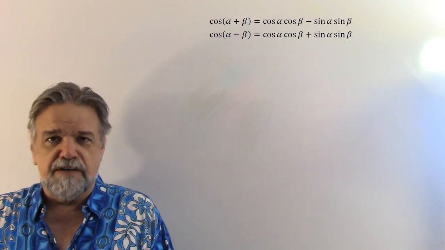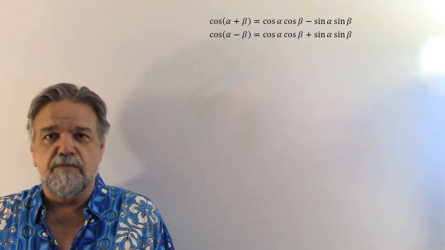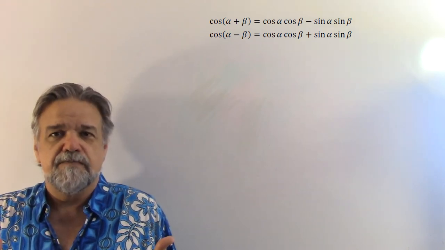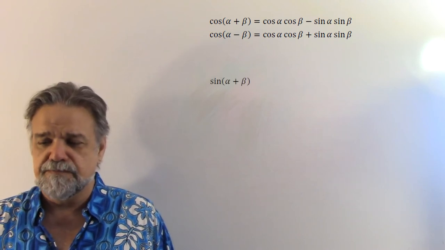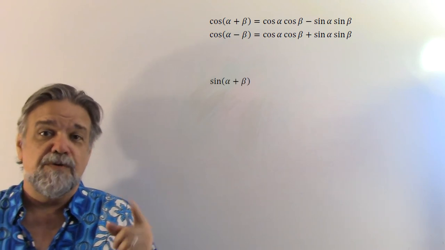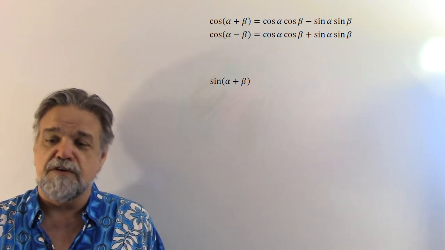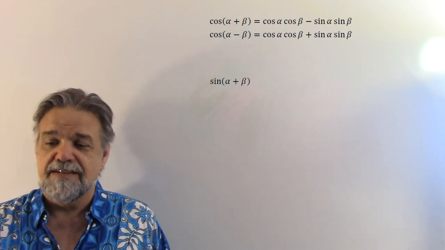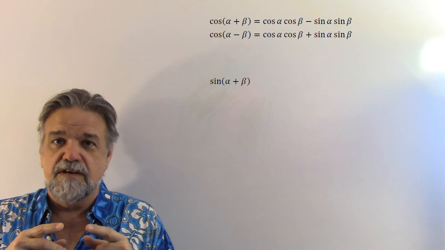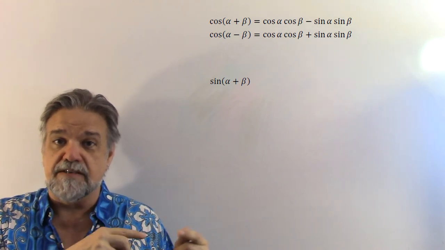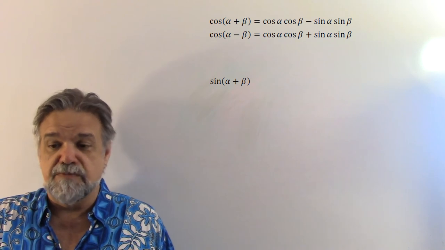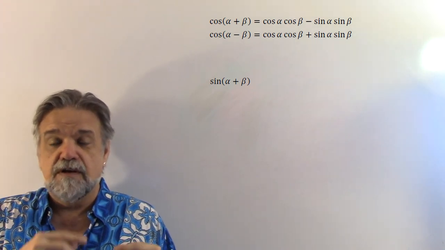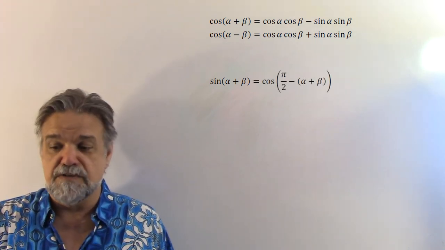We have the cosine of alpha plus beta, and we have the cosine of alpha minus beta. Hey, what about the sine? Let's find that. Okay, let's find the sine of alpha plus beta. Now what we're going to use this time is our cofunction identity. Remember, the sine of anything is the cosine of pi over 2 minus that thing. So we'll take the sine of alpha plus beta equals the cosine of pi over 2 minus alpha plus beta.